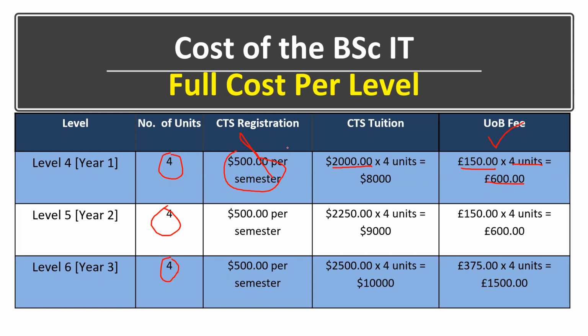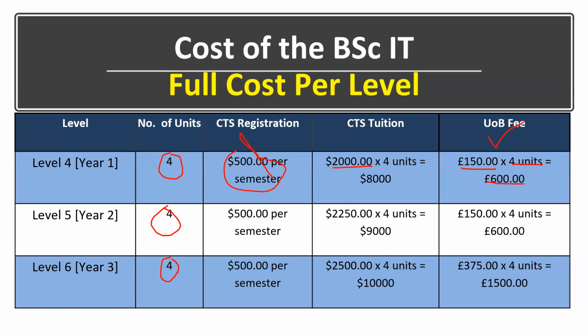So that's $1,000 in registration, 8,000 in tuition TT. So that's 9,000 TT that you'll be paying in registration and tuition for level 4. And then you have your £600 figure, right? So your level 4 is going to cost you roughly 9,000 TT, £600, right?